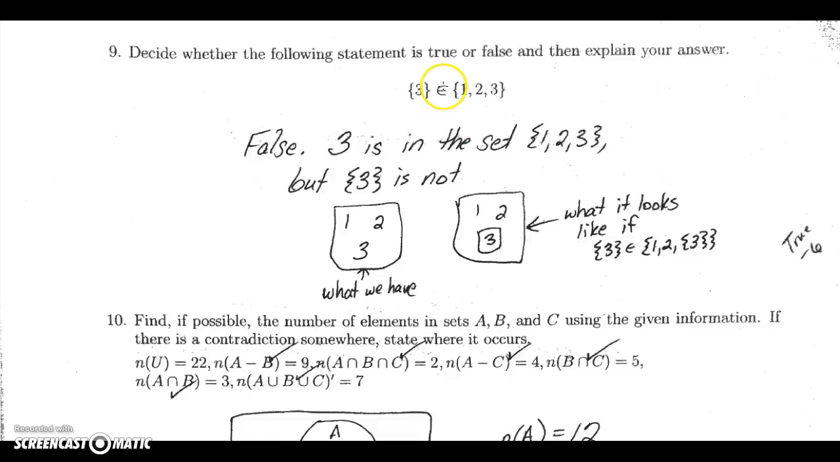Now, if this had said the set with 3 is a subset or a proper subset of this set, that would have been a correct statement. So if we had had that sideways U or the sideways U with a line under it, that would have been a true statement. But this is asking us, is this thing one of the elements in the set? And that is false.